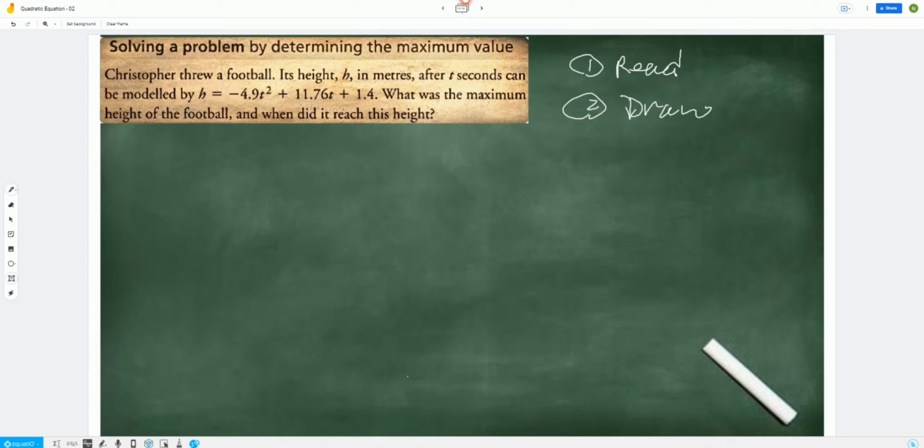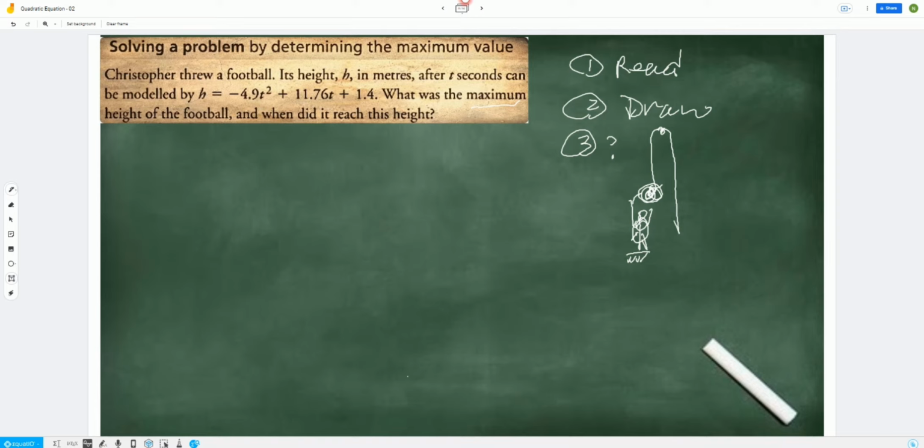Christopher threw a football, right? So for example, here is Christopher throwing the football. The football goes up and goes down, right? Okay, so this is a picture. And what does the question ask you to find out? What was the maximum value? Maximum. And when did it reach its height?